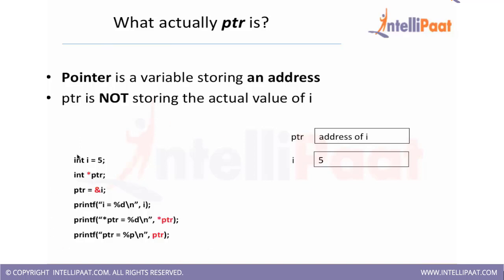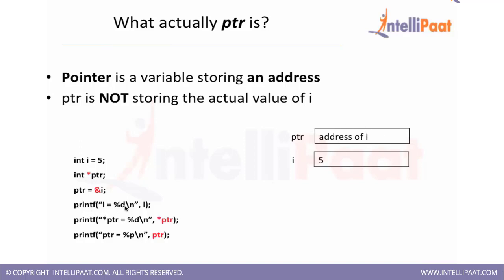Let's see this example once again. int i = 5. I'm declaring i as 5. Now I'm declaring a pointer, an integer type of pointer, int *ptr. Now I'm assigning a value to the pointer: ptr = &i. How am I reading this? &i is address of i, so pointer equals address of i.